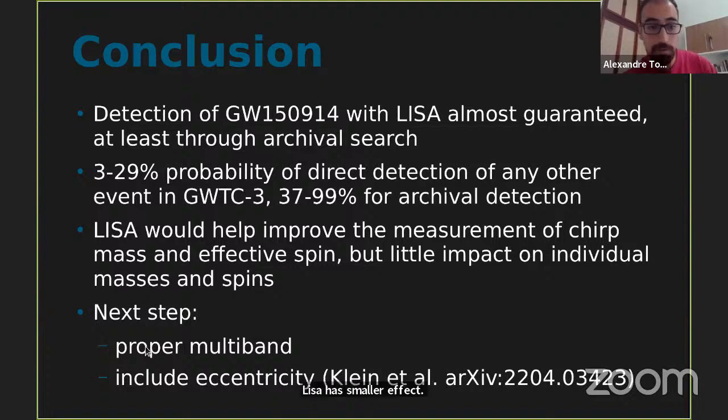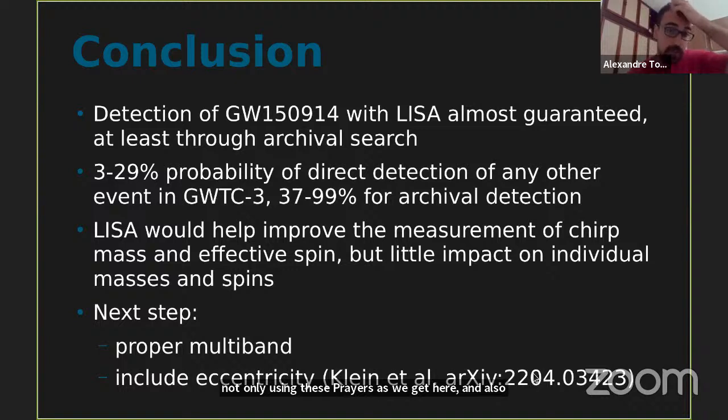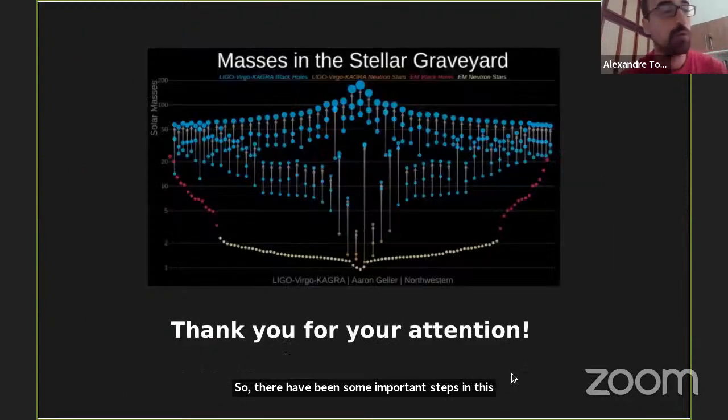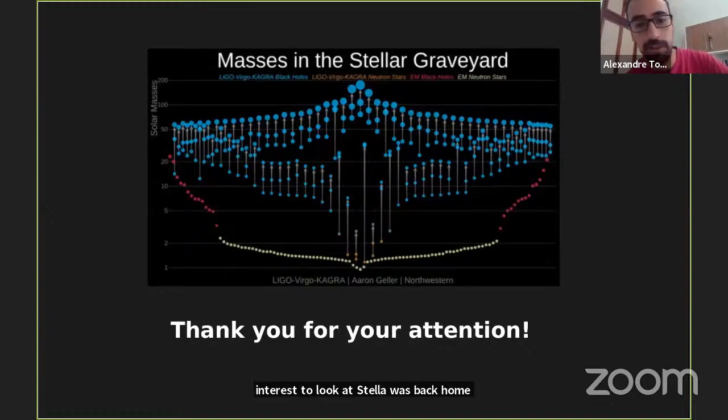And so, some important improvements to our work would be a proper multiband analysis, not only using these priors as we did here, and also, very importantly, including eccentricity. There have been some important steps in this direction very recently. So I hope I have convinced you that there is still some interest in looking at stellar mass black holes with LISA. And please don't hesitate to ask questions.